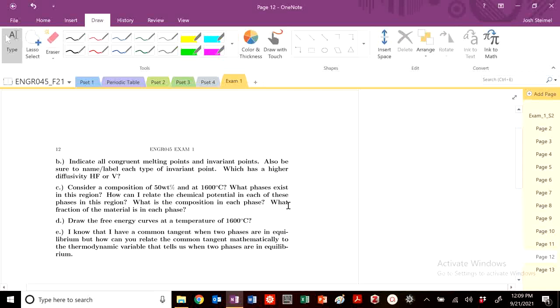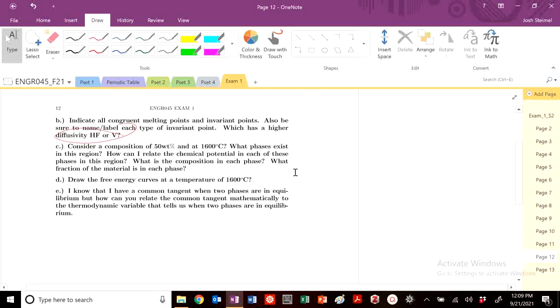We have invariant points, and we've named them as well. Which has a higher diffusivity? We've already answered that question from the answer above. All right, so let's look at a composition of 50 weight percent at 1600 C. What phases exist in this region? How can I relate the chemical potentials? What is the composition of each phase? What's the fraction? So let's answer all those questions.